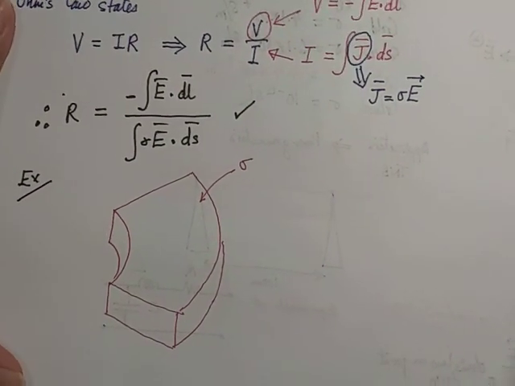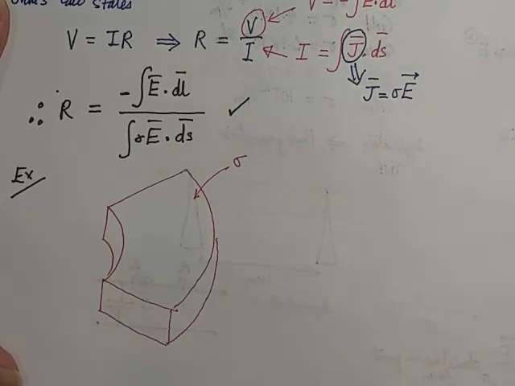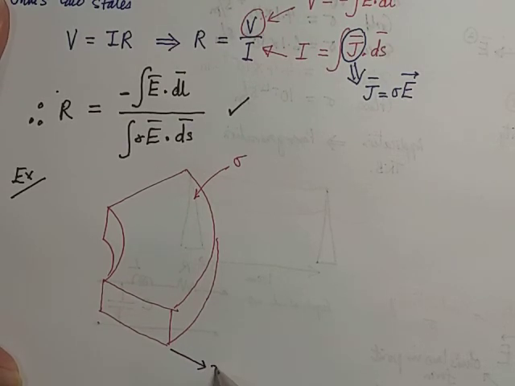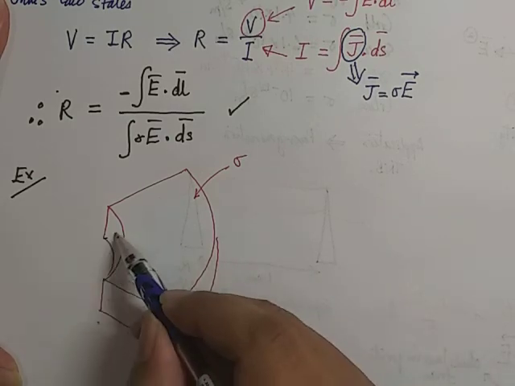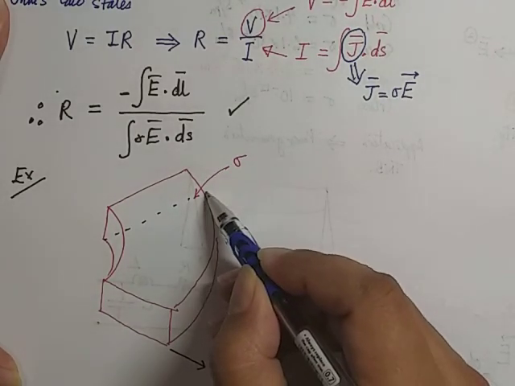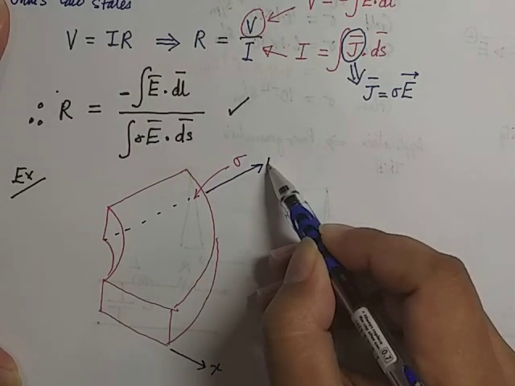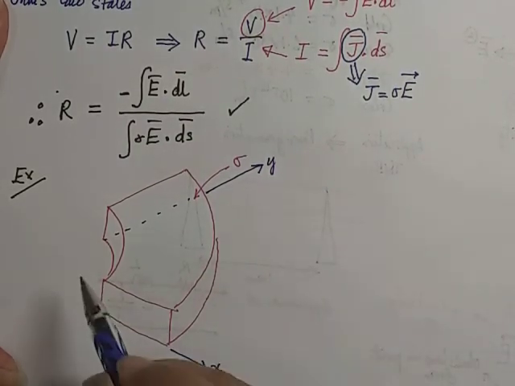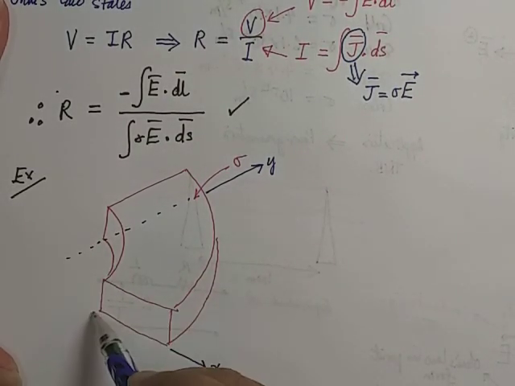And then let's attach axes to this diagram. Let's say this side of the conductor is coinciding with the x-axis, whereas this side is coinciding with the y-axis. So let's introduce the axes now.